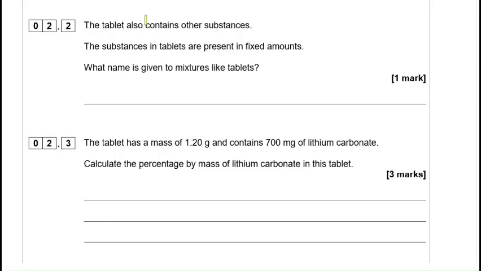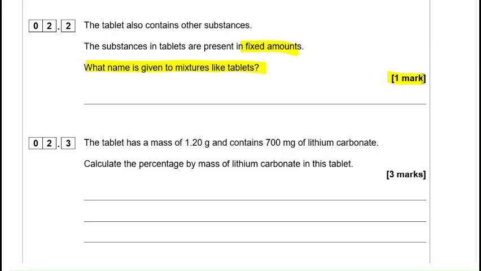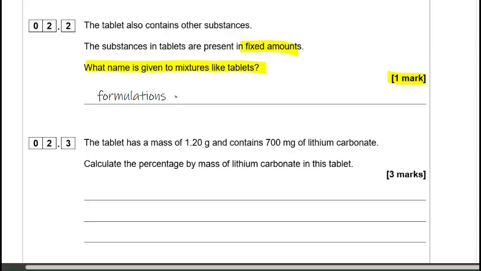2.2. The tablet also contains other substances. The substances in tablets are present in fixed amounts. That's a key phrase, that. What name is given to mixtures like tablets for 1 mark? And this is a simple recall, and the answer to this is, as you will know, you should know this, formulations.